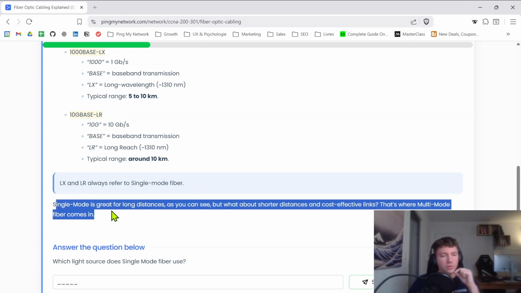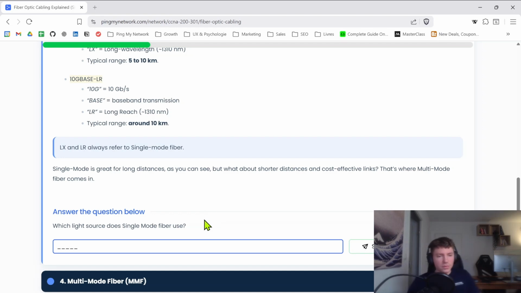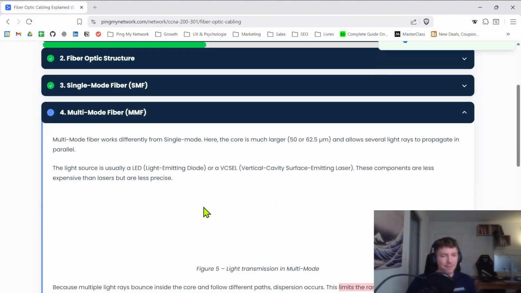Okay, single mode is great for long distance, as you can see, but what about shorter distance and cost-effective links? That's where multi-mode fiber comes in. Which light source does single mode fiber use? Laser, I think. Okay, level 4, yeah, okay.